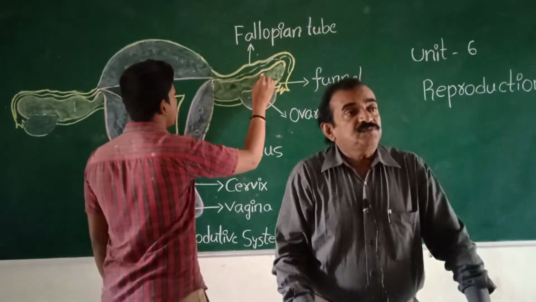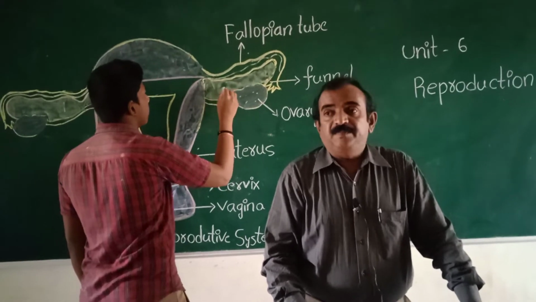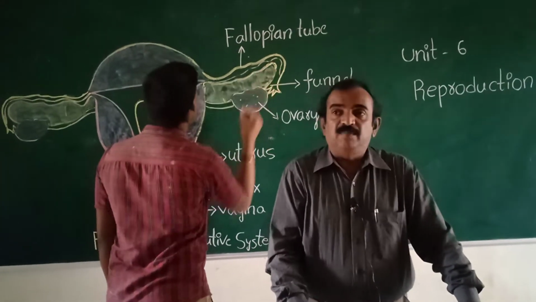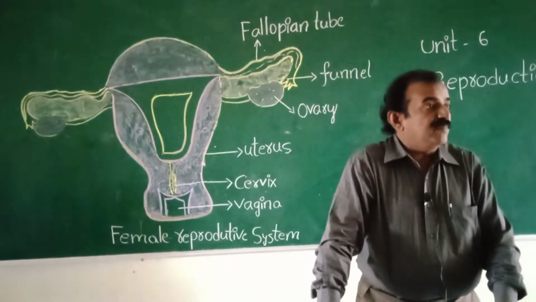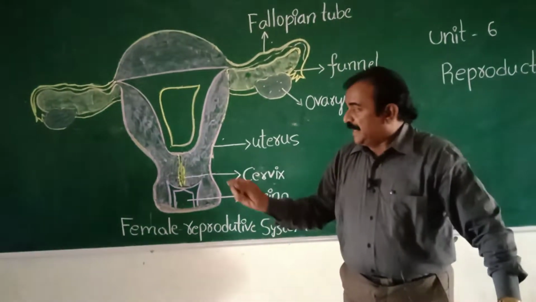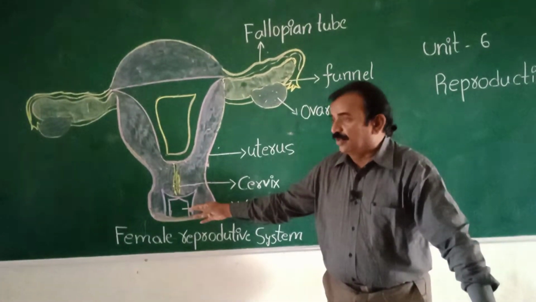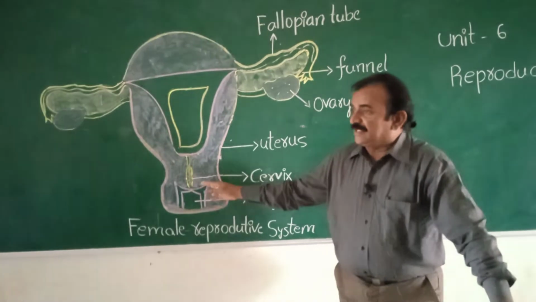Listen. So here, when there are sperms in the body of a female, for example, if a female is married, and the male and female copulate and mate, finally the male passes sperm into the body of the female through the vagina. This is called the outer part, the vagina, and from here the sperm.